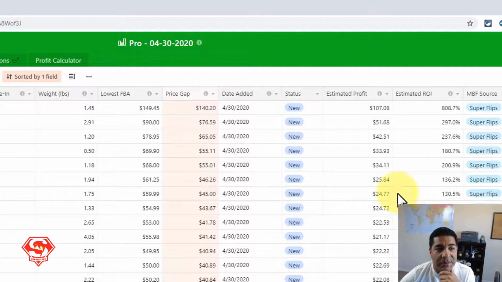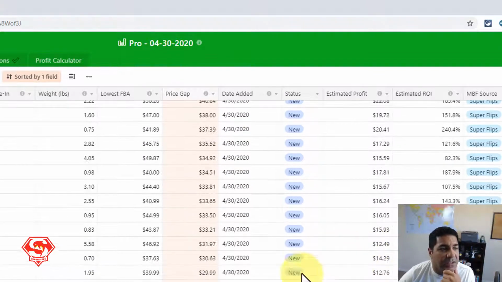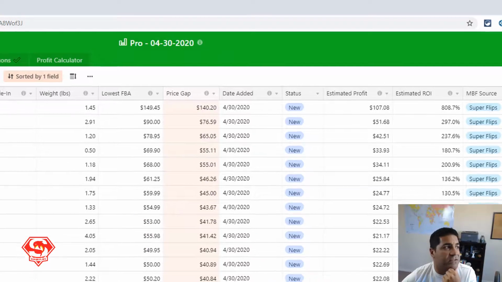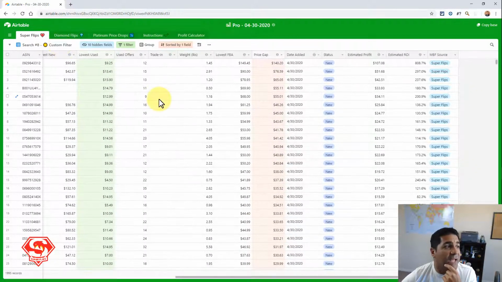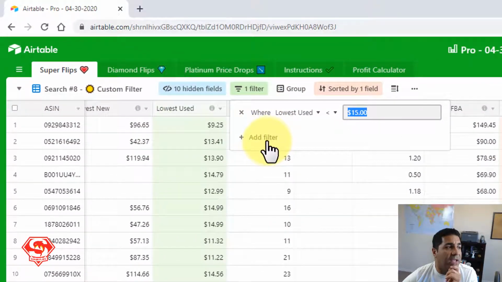You can see they're cheap. A lot of these have an ROI over 100%, some of them over 200%. So that is how you do the custom filter. Really, really powerful. And you can add on additional filters on top of this. So let's say, okay, you gave me over 1,995. I want to even be more picky. So we're going to add on another filter. Click here, and we're going to add another filter.